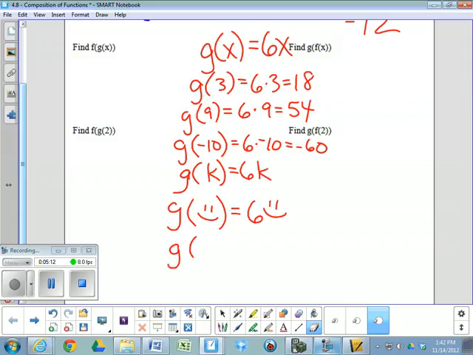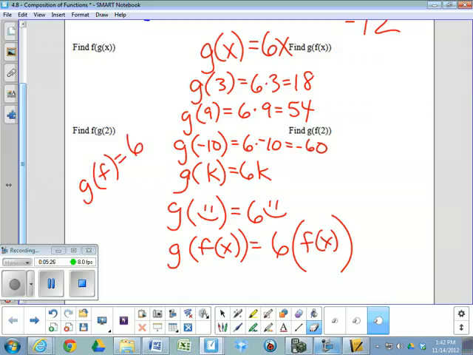So g of f of x would be 6 f of x's, right? What if I just said what's g of f? You'd say 6 f, and that would be the answer. Here it's what's g of f of x. The g machine takes what's in it times 6. What's in it? And what is f of x equal to?